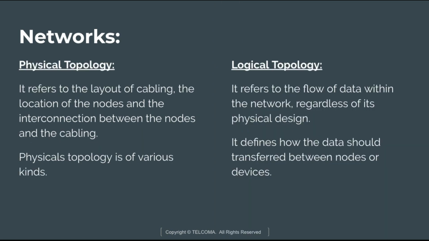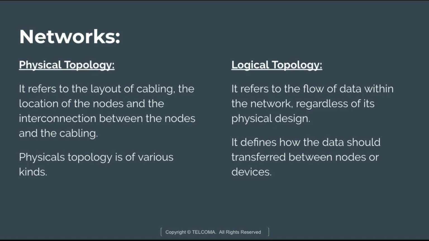Next we are going to discuss the types of topology. There are two types of topology: physical topology and logical topology. The physical topology refers to the layout of cabling, the location of the nodes and the interconnection between the nodes and the cabling, whereas logical topology refers to the flow of data within the network regardless of its physical design. It defines how the data should transfer between nodes or devices. So in physical topology they are basically telling about the physical mode of the devices and their connection, whereas in logical topology they are telling about how the data will flow in the network.